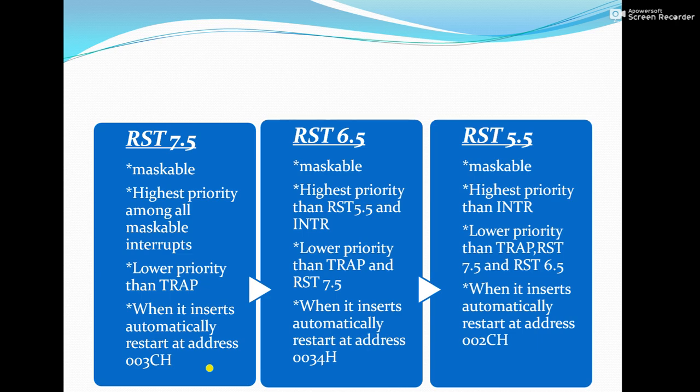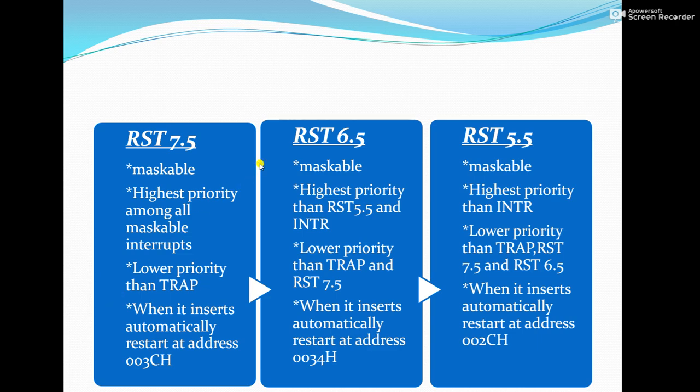So RST 7.5, it is maskable. It has highest priority among all maskable interrupts. It has lower priority than trap, and when it inserts automatically, restarts at address 003CH.